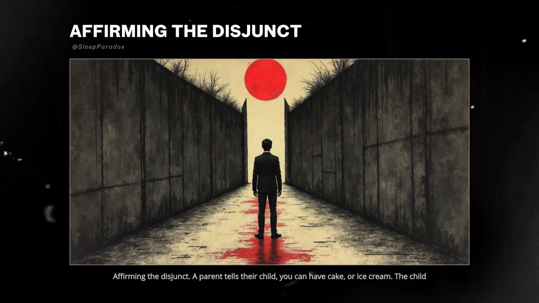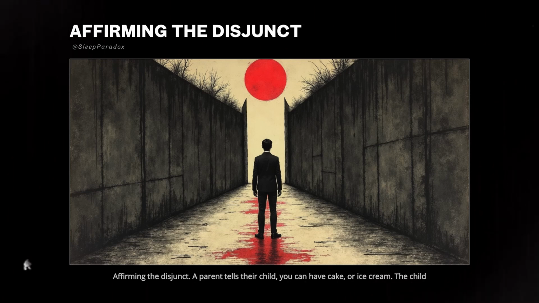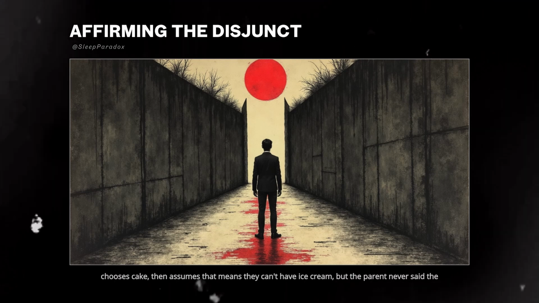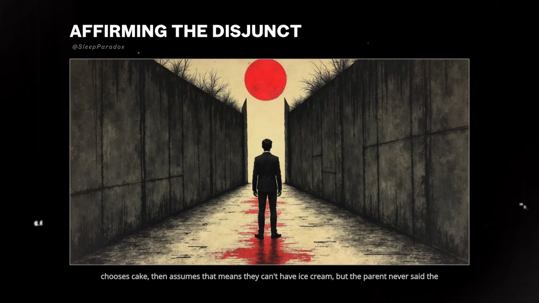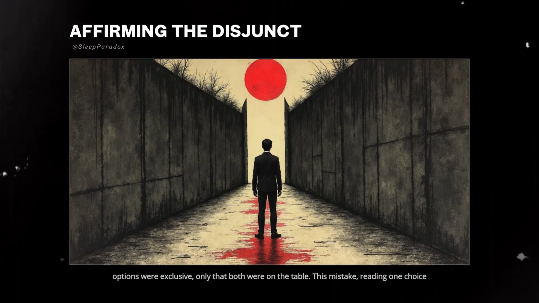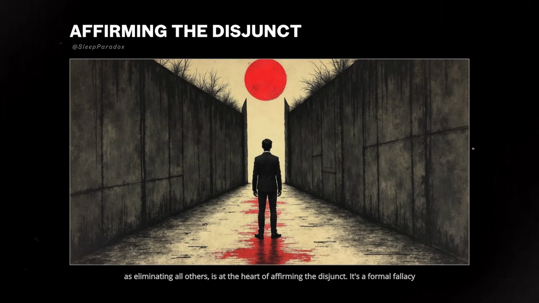Affirming the disjunct. A parent tells their child, "You can have cake or ice cream." The child chooses cake, then assumes that means they can't have ice cream. But the parent never said the options were exclusive, only that both were on the table. This mistake, reading one choice as eliminating all others, is at the heart of affirming the disjunct.